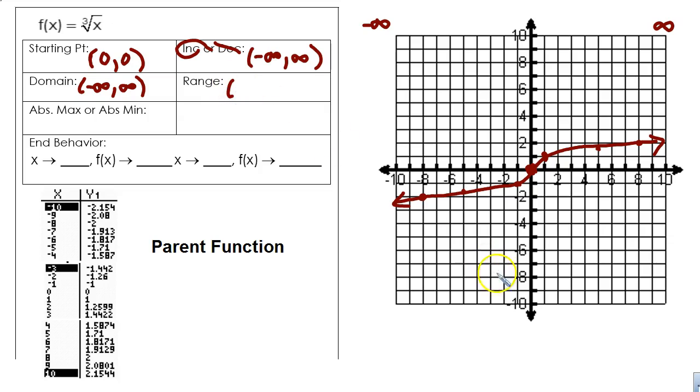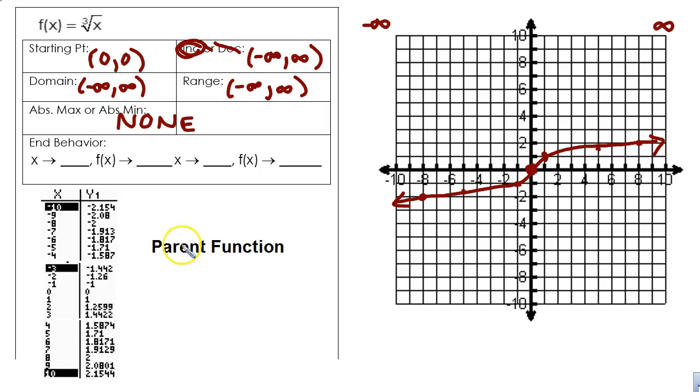So we're going to say from negative infinity to positive infinity for the range of this function. And for a cubed root function, these are going to be your intervals of either increase or decrease, domain and range every time. It's always going to happen. Is there an absolute max or min? Well, there's no highest point, there's no lowest point because of those arrows. So in this case, there is not an absolute max or min.